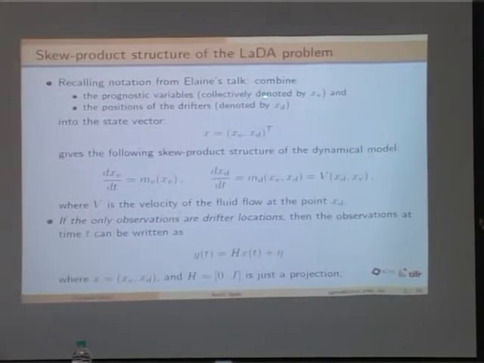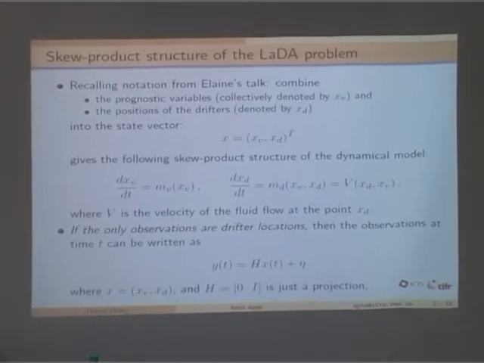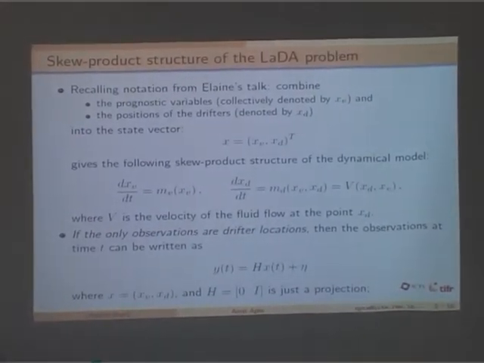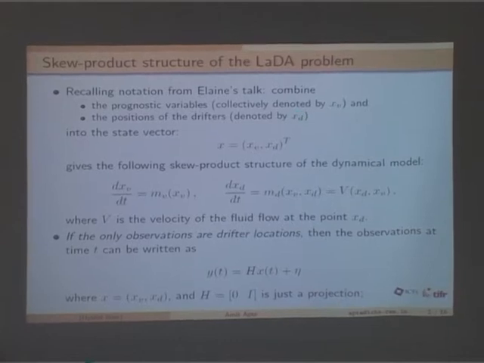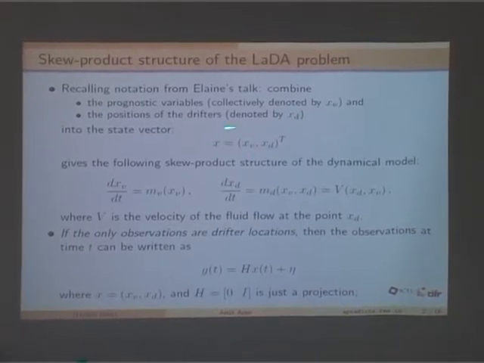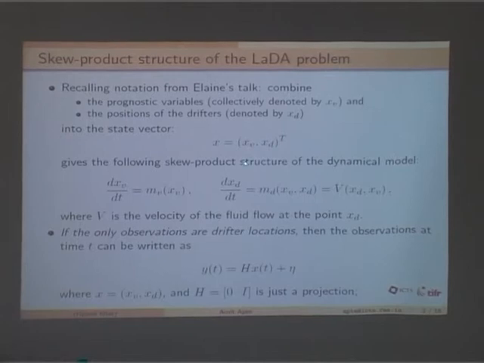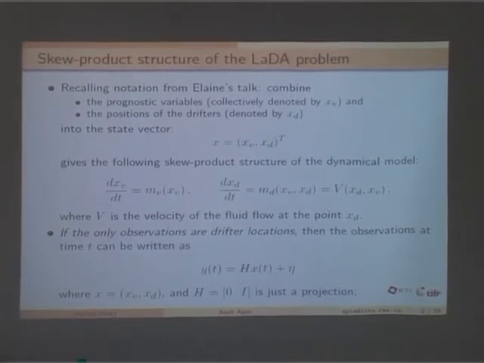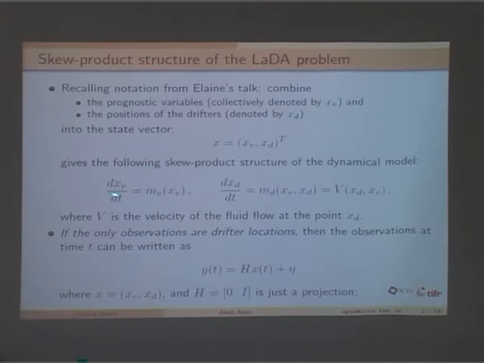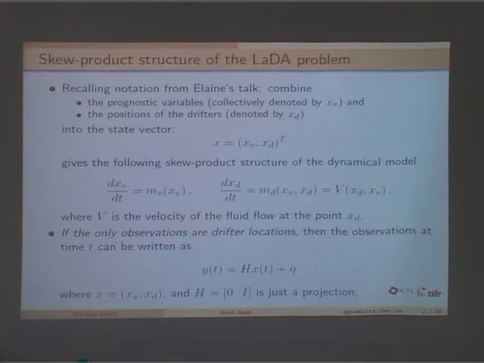So we basically have the prognostic variables, which are the velocities and maybe temperature, salinity, and whatever else, and the positions of the drifters, which will be denoted by xd. And then we combine those two into a state vector, which is the velocities and the drifter locations. The velocities evolve on their own, so the drifters do not affect the velocity evolution. But of course, the drifter locations are affected by the velocities.